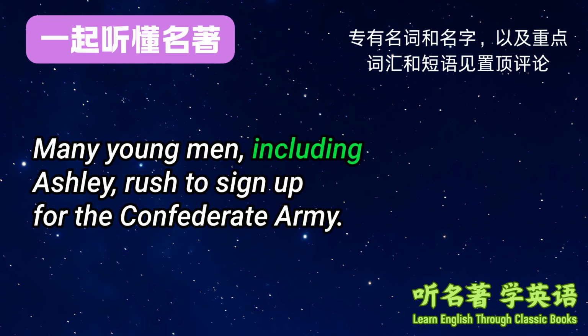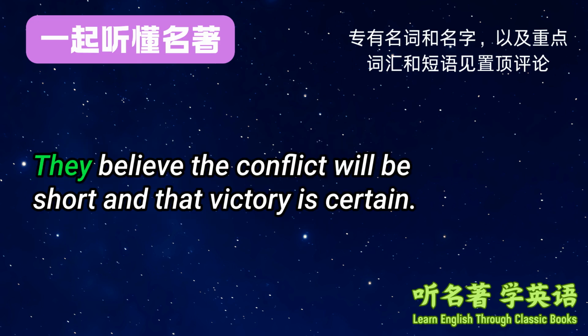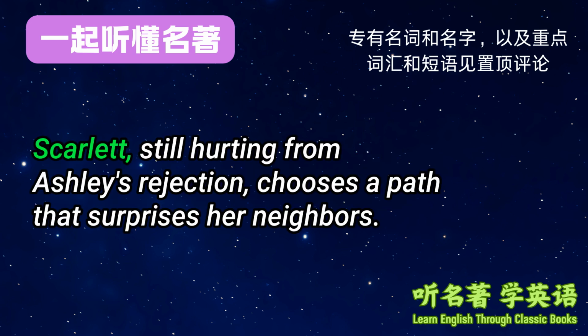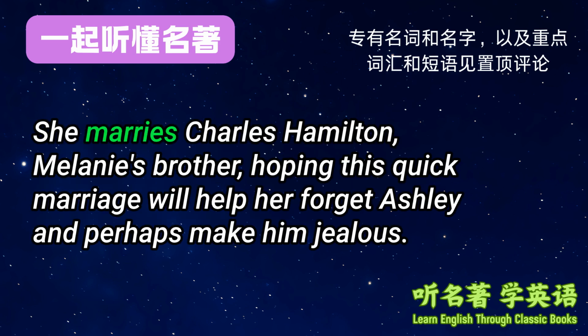Many young men, including Ashley, rush to sign up for the Confederate Army. They believe the conflict will be short and that victory is certain. Scarlett, still hurting from Ashley's rejection, chooses a path that surprises her neighbors. She marries Charles Hamilton, Melanie's brother, hoping this quick marriage will help her forget Ashley and perhaps make him jealous.